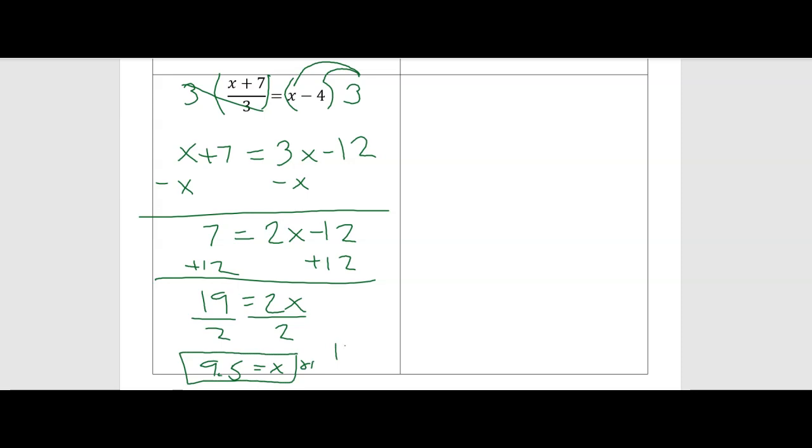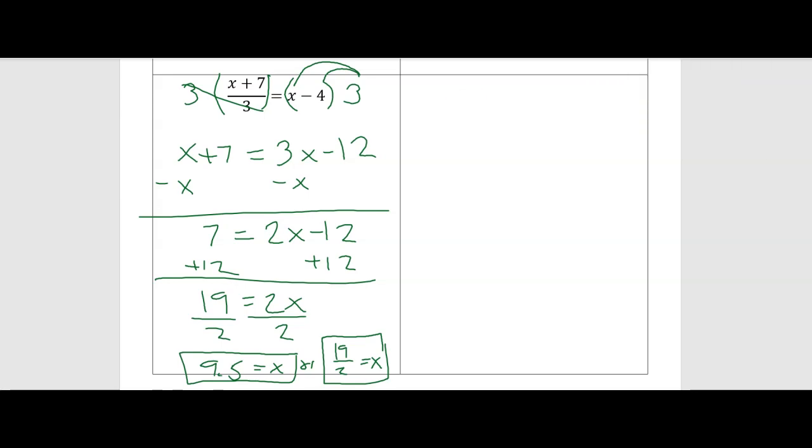You could also leave this as 19 halves. That's a simplified fraction, so that is acceptable. Because this decimal terminates, the decimal is an exact answer, so that would be acceptable too. If you'd have to round to put it in decimal form, then you should probably just leave it in fraction form unless they specifically say to round to a certain value.